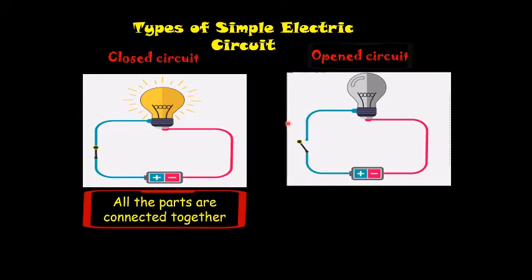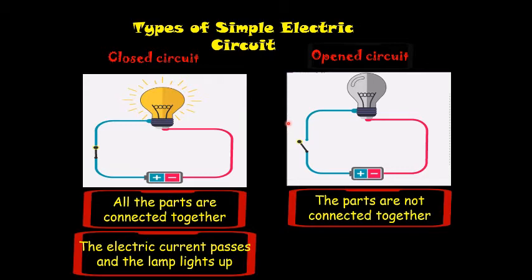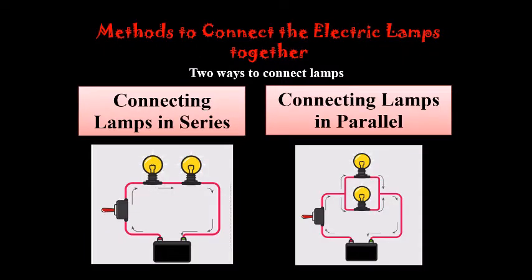In the closed circuit, all the parts are connected together. The electric current passes and the lamp will light up. While in the open circuit, the parts are not connected together. The electric current doesn't pass and the light doesn't light up. We have two methods to connect the electric lamps together. The first one is called series connection, and the second one is called parallel connection. This is the series connection, and this is the parallel connection.